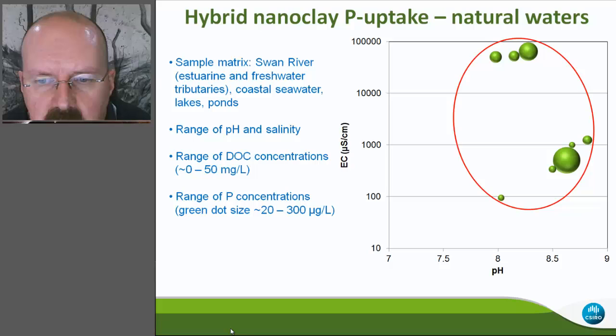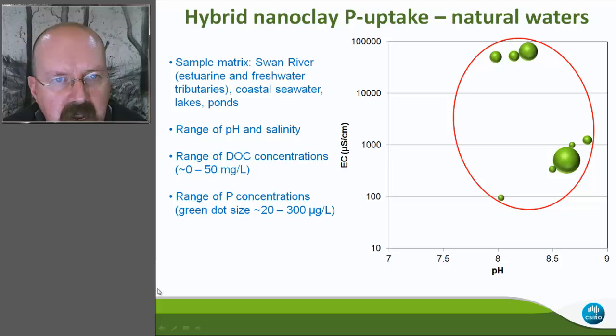If we look now at examples of phosphorus uptake by the hybrid nanoclay in waters, for the sample matrix I've used waters from the Swan River in Western Australia near to me, which is both an estuarine and freshwater river. We have used coastal seawater, and we've used a range of lakes and ponds. As you can see from the diagram, we have a range of both pH and salinity. We also had a range of DOC concentrations from about 0 to 50 milligrams per litre. And we also had a range of P concentrations, reflected by the size of those green dots there, anything from about 20 to 300 micrograms per litre.